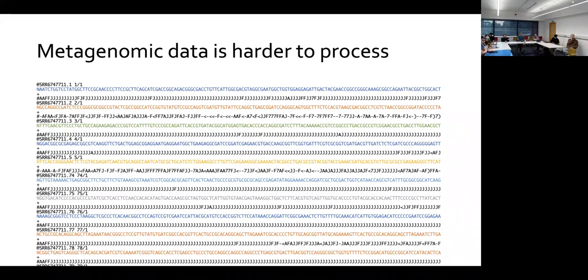We know that this type of data is really hard to process. I showed you a genome from a bacterium before. This is what you might get from a metagenomics experiment, where each color, I've imagined, is a different organism. So sometimes you get multiple fragments from the same organism. Sometimes you might just get one.